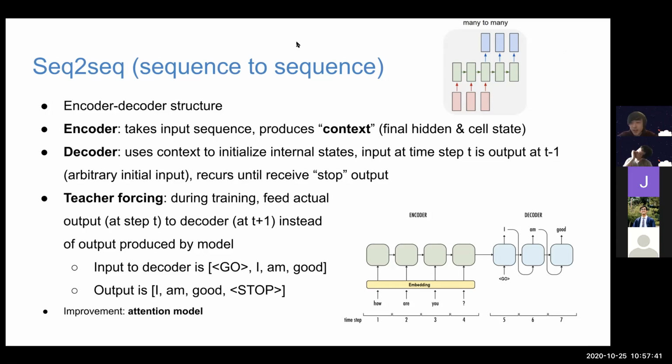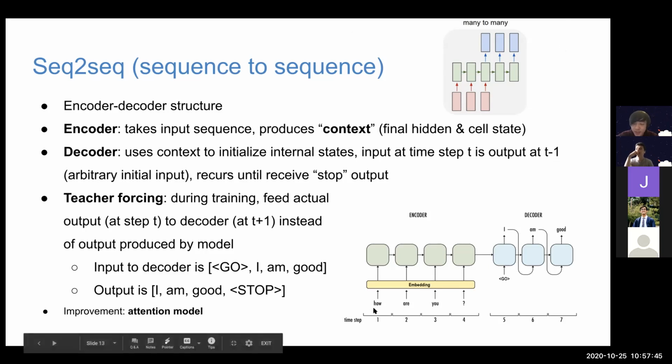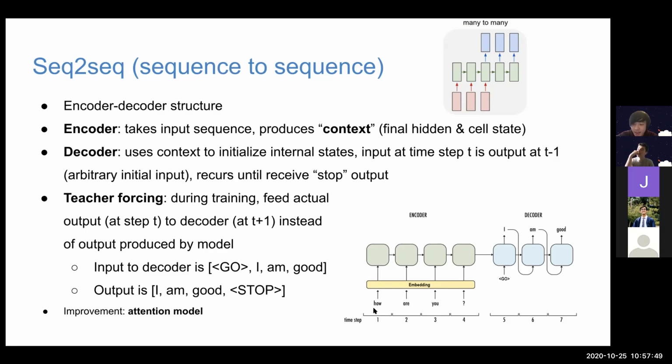If you were trying to answer a question, then your input might be the question, like, how are you? The encoder produces some context, and then it passes that context into the internal states of the decoder. That's how the decoder is initialized. The decoder takes as its first input some kind of default start token. Here, there's a go token that it passes in.